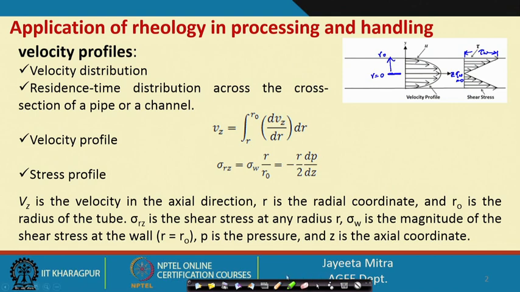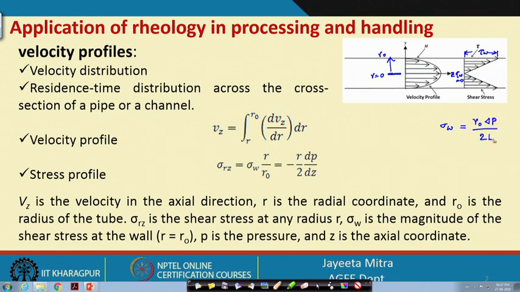because the value of tau w, or here sigma w, is equal to r0 into delta p by 2L, with a minus sign. That is why, in r by r0, r0 gets cancelled, leaving minus r into dp by 2 into dz. Here the L is replaced by dz, considering a small distance in the z direction.